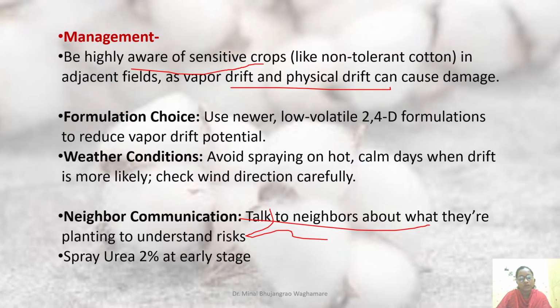So we can go for a low-volatile 2,4-D formulation to reduce the vapor drift potential, and avoid spraying during hot, calm days when drift is more likely. Check the wind direction carefully, because wind will help to spread this 2,4-D from one place to another. That is only the drifting effect we can see. A spray of urea at 2% at an early stage also helps to manage this disease.